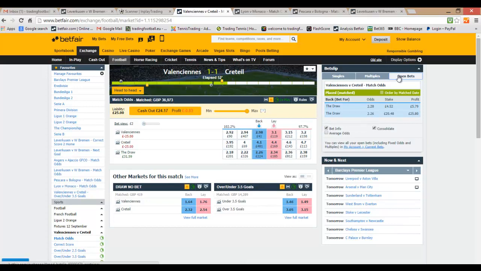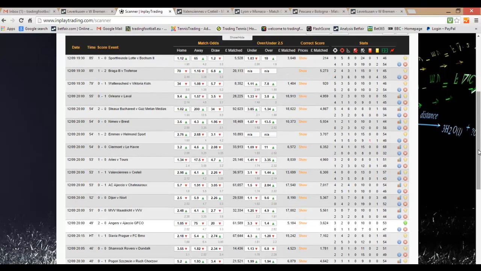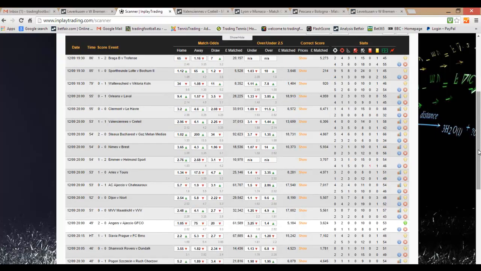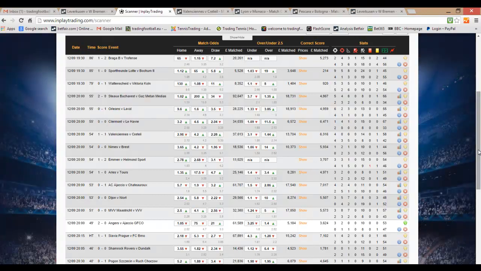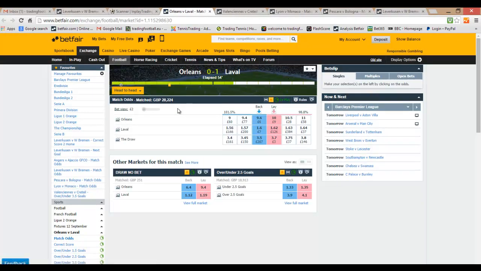I've backed the draw for £25 at 2.28, and I've backed over 3.5 for £20 at 3.15. So should it go to 3-1 or 1-3, I would have won on the over 3.5 market but lost on the match odds. Conversely, I would win on the match odds if it stayed 1-1 but lose on the over 3.5. So I'd make a profit either way. I've just got to keep my eye out for a very late 2-1 or 1-2 in that game.